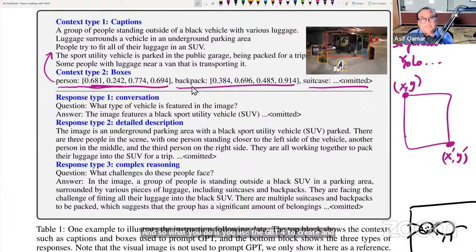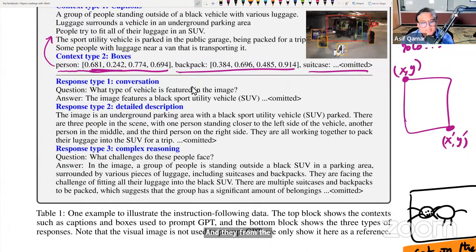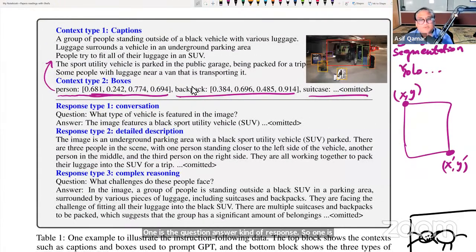And so what you do is you use GPT-4 to produce, and what they did is they played around with GPT-4 and ChatGPT, and they found that GPT-4 consistently outperforms. So they stuck with GPT-4, right? And they said to produce 3 kinds of response. One is the question-answer kind of response. So one is, what is a good question that you can produce out of this image? So one question is, what type of vehicle is featured in this image? Right? Do you notice that it's a little bit more specific than saying, what's there in the image?